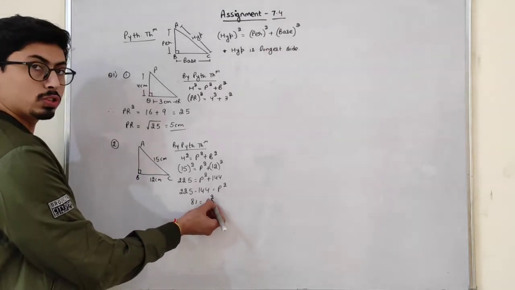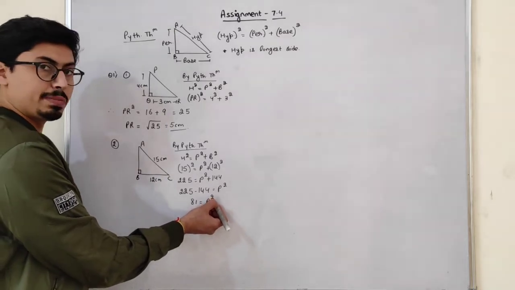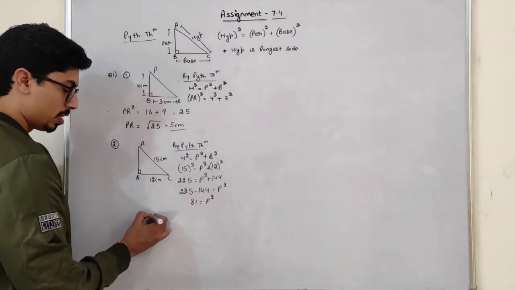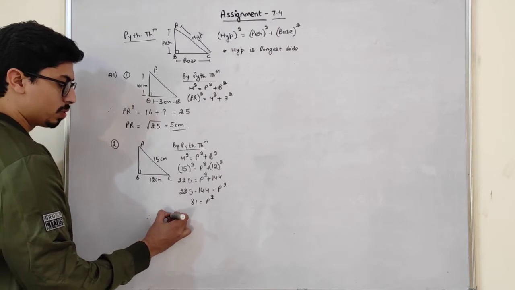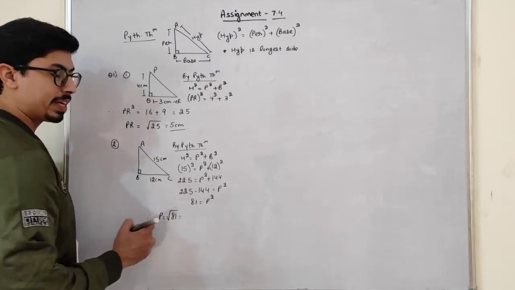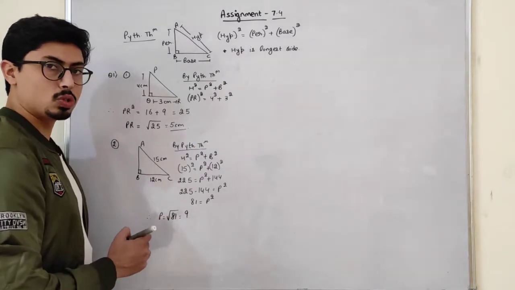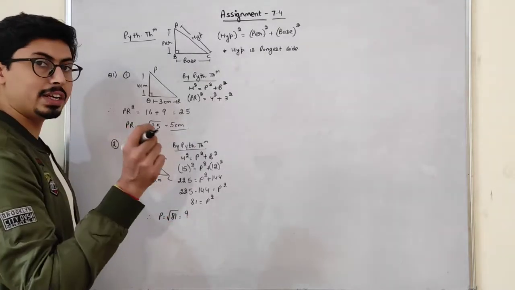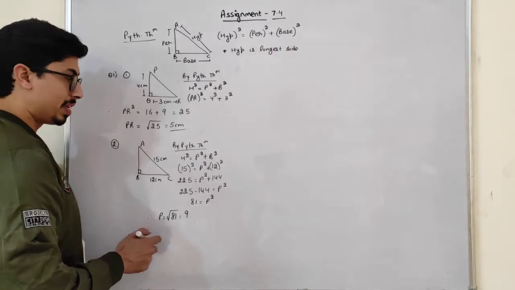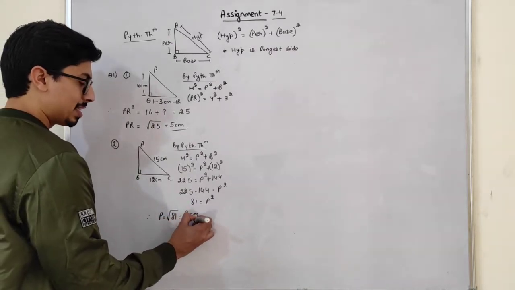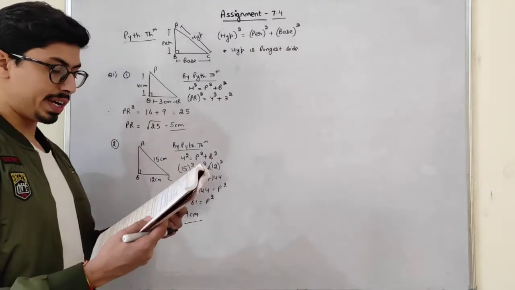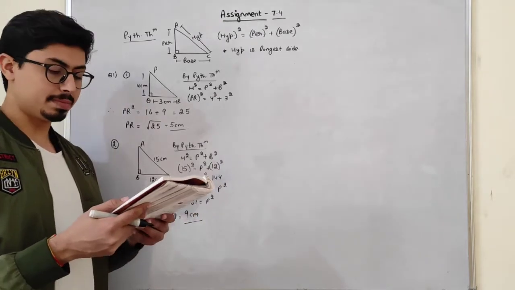See, now we have a square on one side. If I remove the square, I have to put the square root. Therefore, perpendicular is equal to the root of 81. And we can find the root of 81 as 9, because 81 is 9 square. So I can write 81 as 9 into 9. So the square root of 81 is 9 centimeter. So 9 centimeter is my required answer. That is part number D.